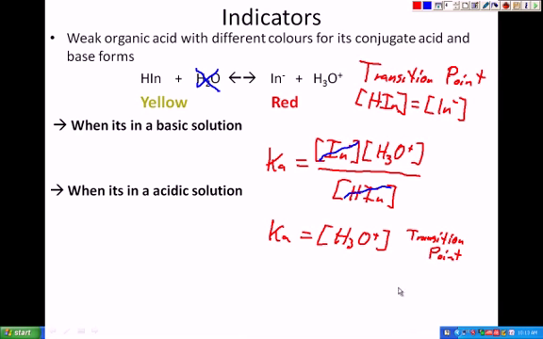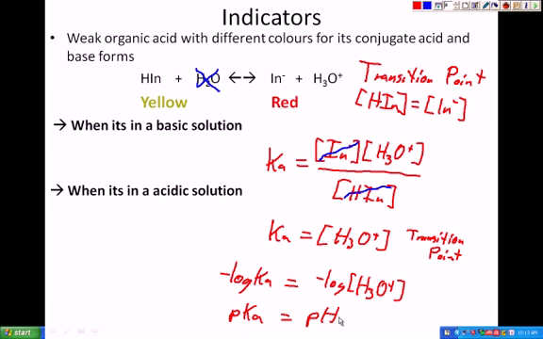Okay. Now, if we want to find out what pH this transition point is, we can just take the negative log of the Ka and the negative log of the concentration of H3O+, and in other words, what we get is pKa equals the pH. So this is like the pH of the transition point of an indicator.